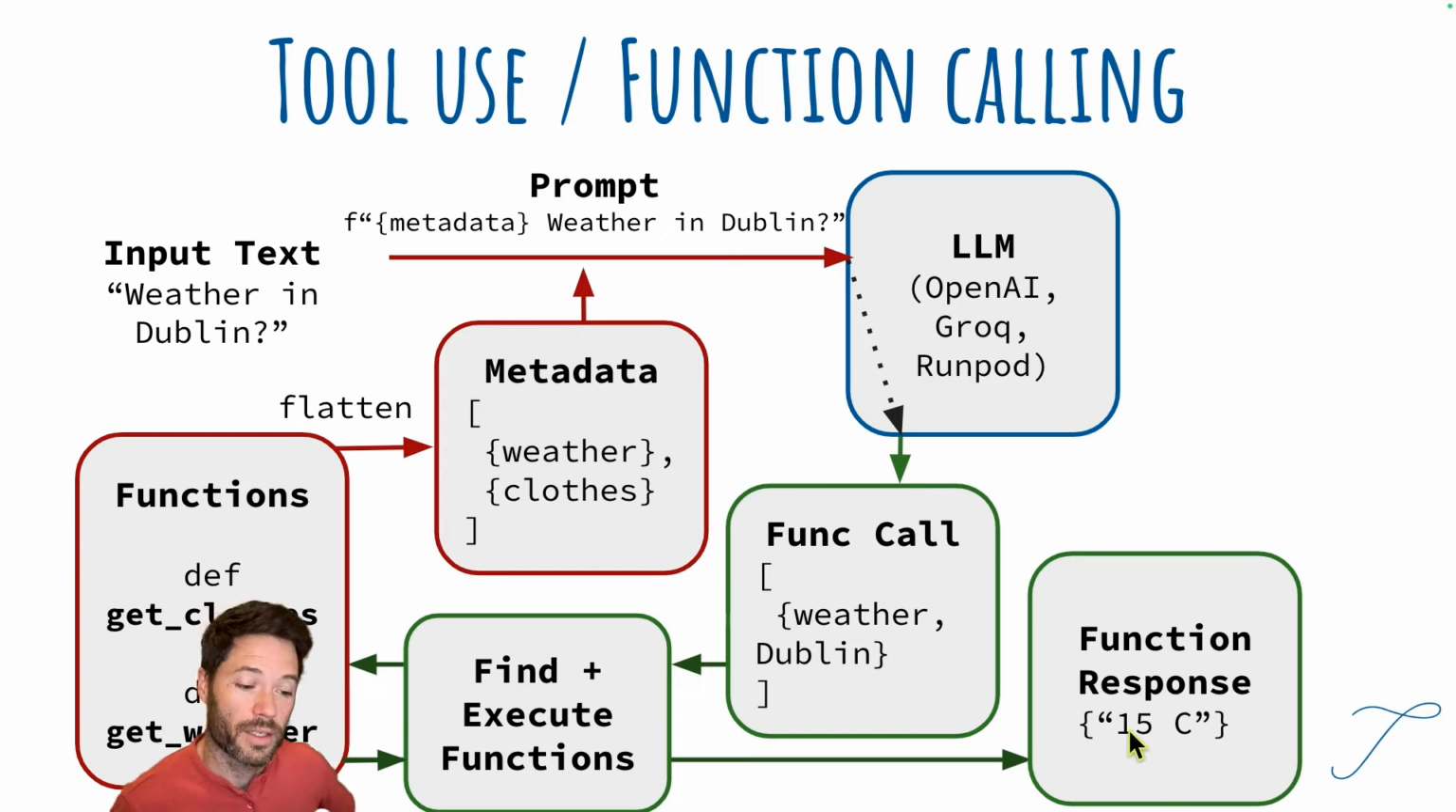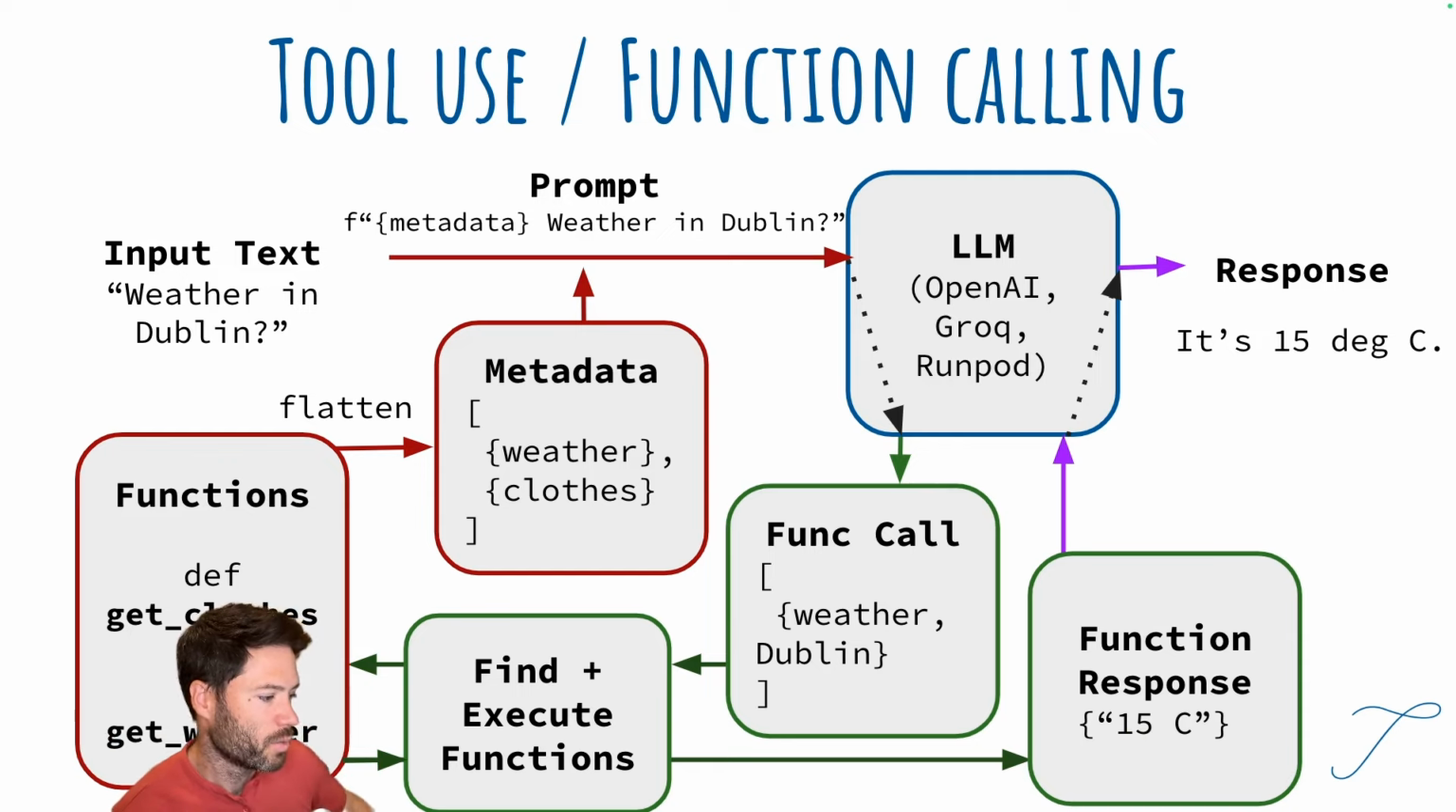So now we've got this real-time data, and we're going to feed it back into the language model like this. And with that data fed back in, hopefully the language model will give us a nice clean sentence at the end saying it's 15 degrees C.